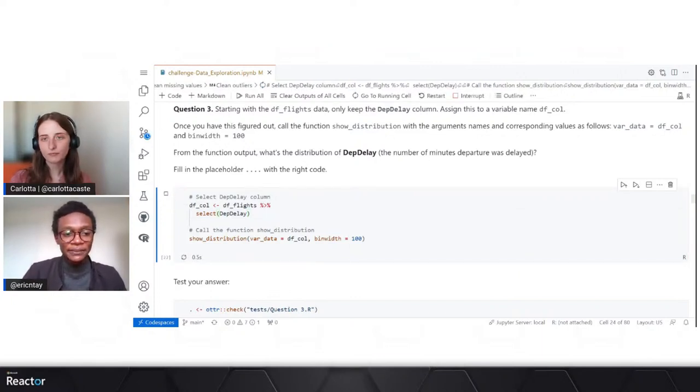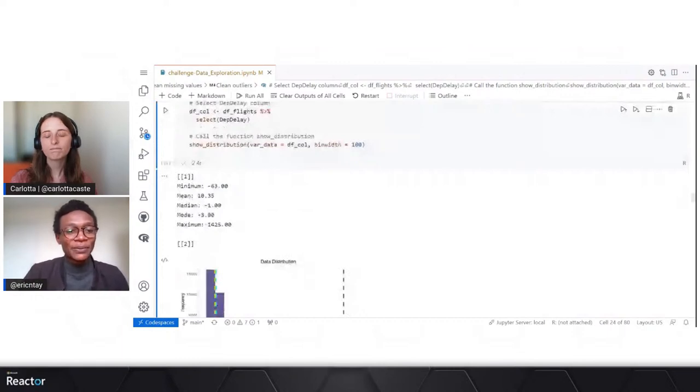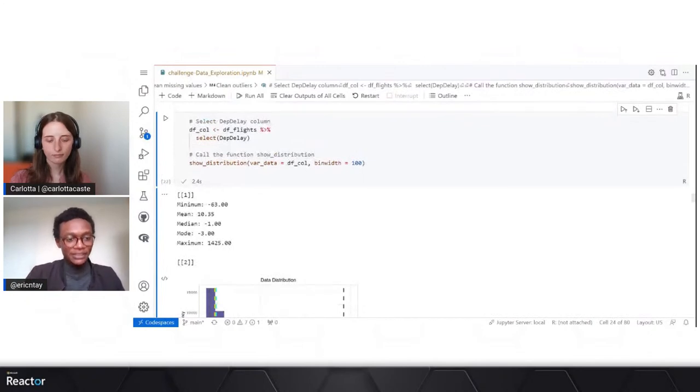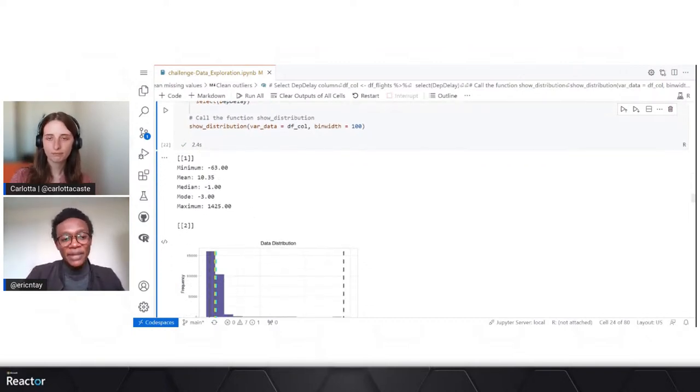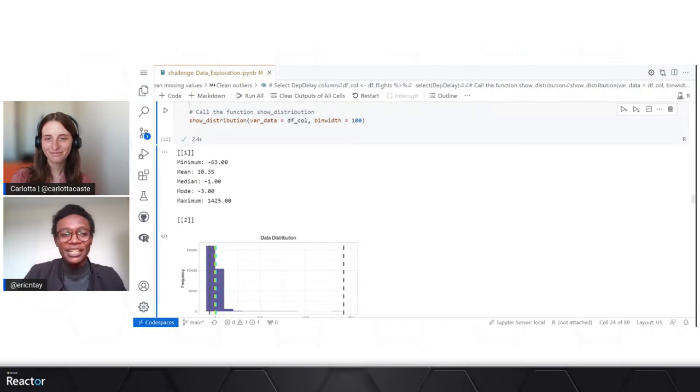So if we run this, perfect. We can already see the function outputs. Starting with the summary statistics, for this column the minimum number of minutes that a flight was delayed was negative 63, meaning the flight went away earlier than expected. Yeah, because that's a negative number. The mean number of delay minutes was around 10 minutes, the median was negative 1, the mode was negative 3, and the maximum delay time was 1,425 minutes. That's a lot of minutes. This could be an outlier, but let's hold that thought.